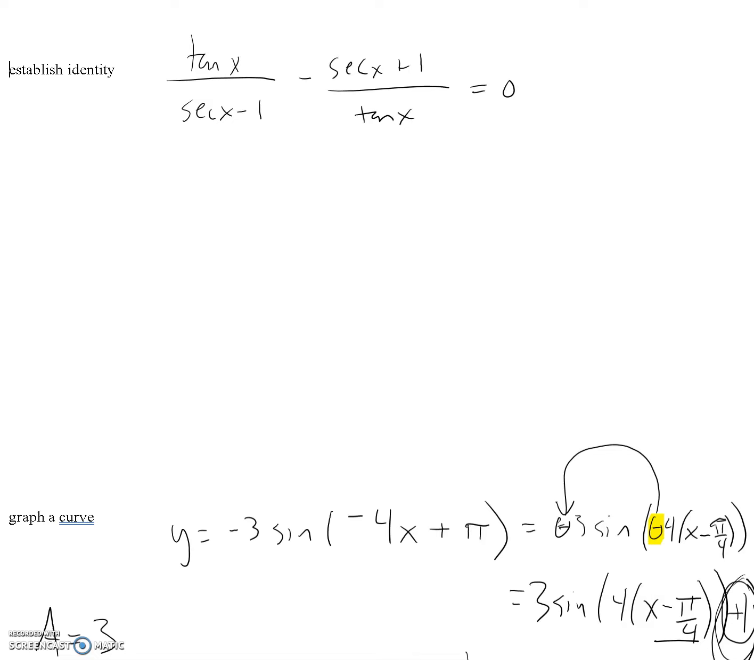So I'm going to start there because, instead of changing everything to sine and cosine, I'm tempted to do that. But I do know there's a relationship between tangent squared and secant squared. So that might show up in this one. So I'm going to go ahead and do the trick that we like to do.